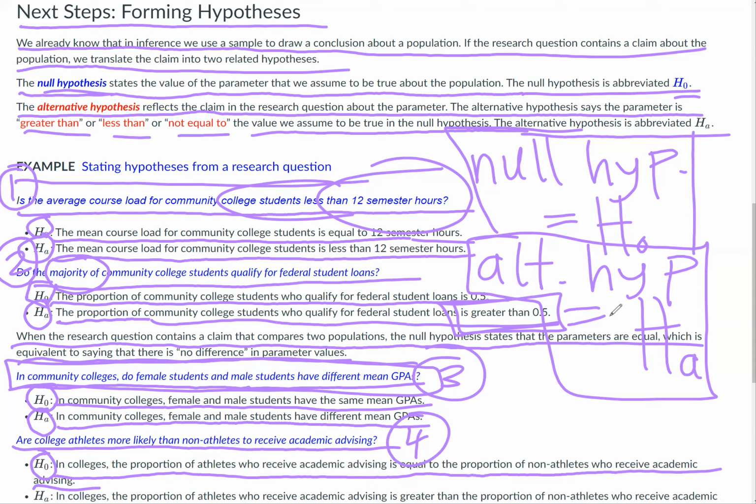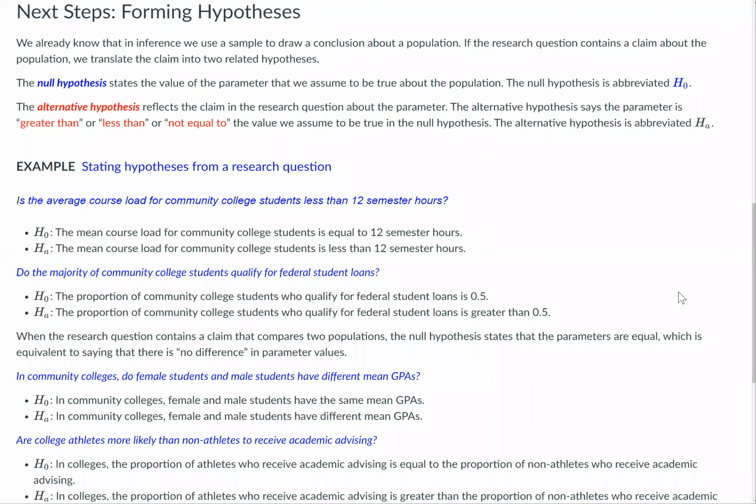So think about the research question and what it is questioning. It's questioning something that we might have believed to be true. So the alternative hypothesis is pretty much what they're asking in the question, some new thought. Instead of things being equal or standard, is there something larger than the other in this situation? In colleges, the proportion of athletes who receive academic advising is greater than the proportion of non-athletes who receive academic advising. That would be your alternative hypothesis, kind of what you're questioning. Is it more like this or is it more like that?